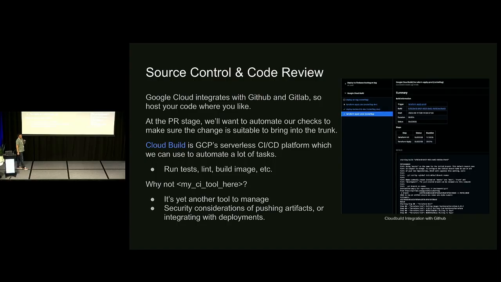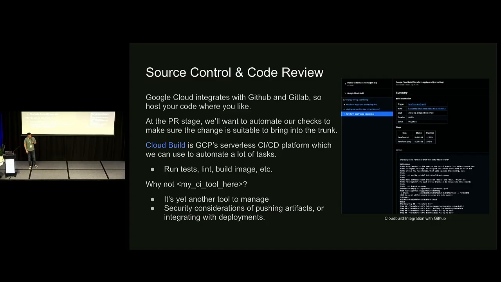So once you've written your code, it'll go into code review, and you might have some status checks. Hopefully you have status checks before you merge anything. And Google Cloud integrates with GitHub and GitLab, so you can host your code wherever you like. But at the PR stage, you'll want to run those automated checks to make sure that the change that we want to bring in to the main branch is suitable. And Cloud Build is GCP's serverless CI/CD platform. So from there, you can do things that you might want to do in other tools, but you run your tests, do linting, that sort of thing.